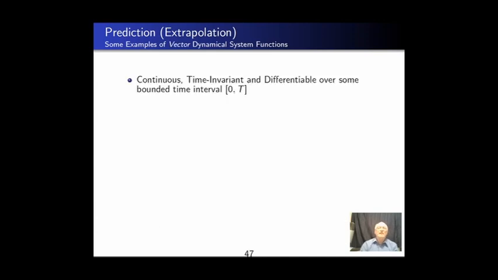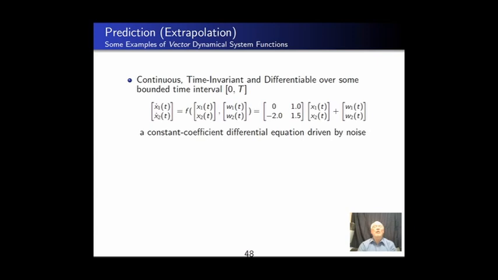And if these things were vectors, then they would get even more complicated. Here's a two-dimensional example where you've got a constant matrix multiplying the state, and we're driving it with white noise. So this would be like a constant coefficient differential equation driven by white noise.